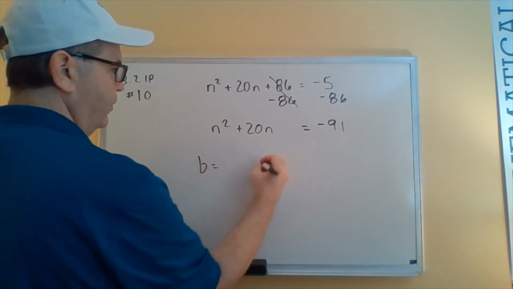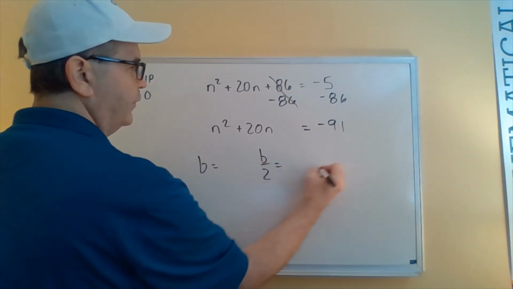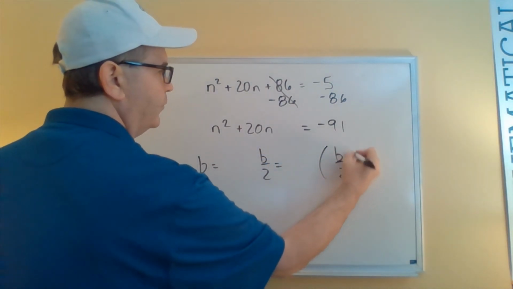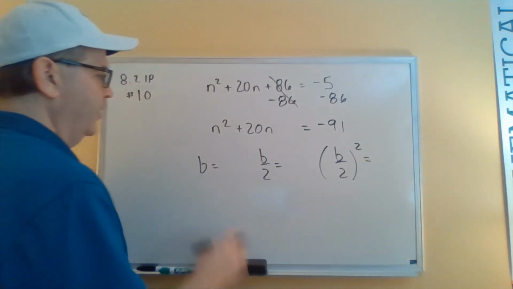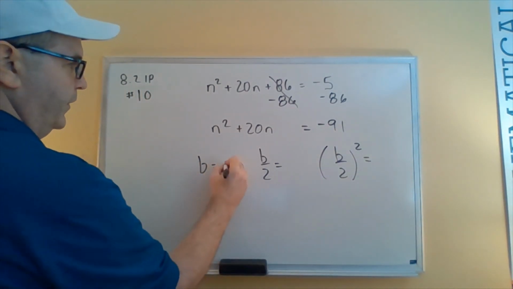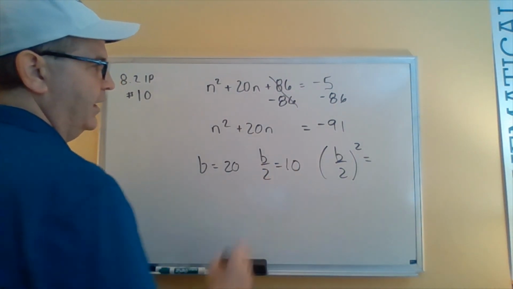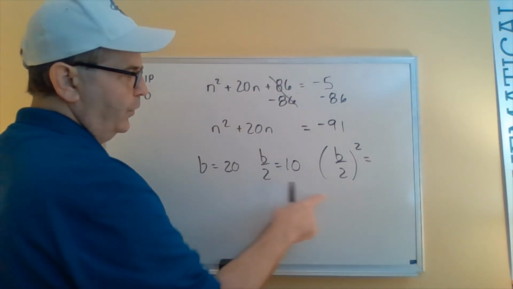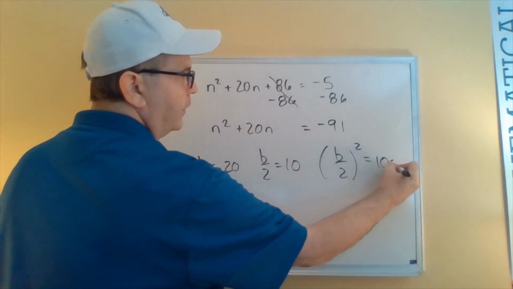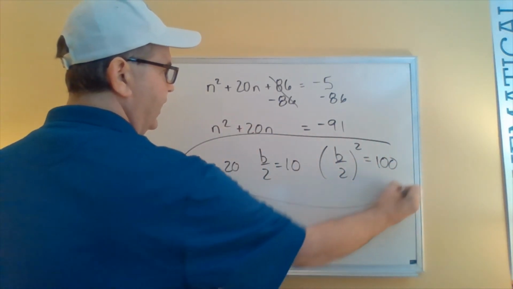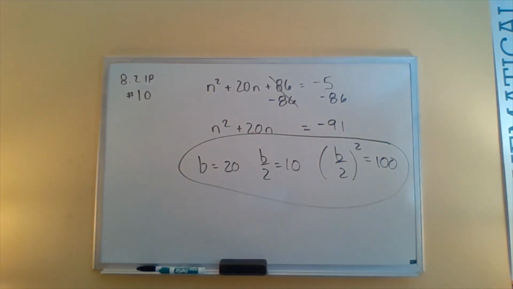So I can identify b over 2, and finally b over 2 squared. B is the coefficient of my middle term, that's 20. B over 2, that's 20 divided by 2, that'll be 10. Finally, b over 2 squared, that's 10 squared, or 100. So there's my answer to number 10. B equals 20, b over 2 equals 10, b over 2 squared equals 100.